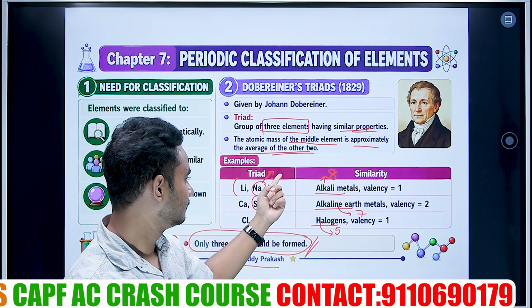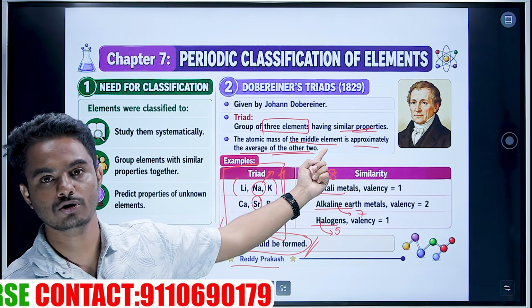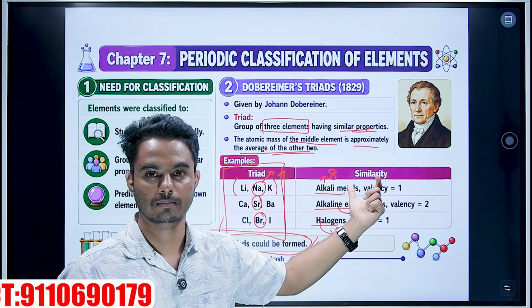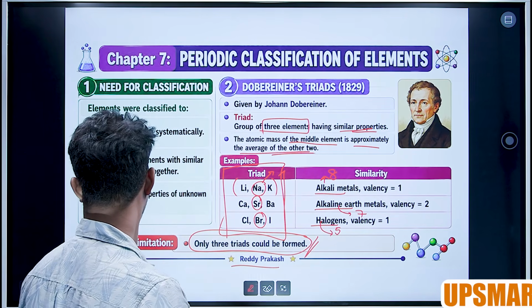Fine. But remember these 3 triads. And it is based on atomic mass. The middle element mass is approximately the average of the first and the final element. Okay? Easy.